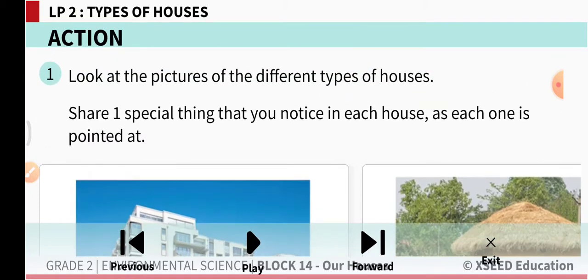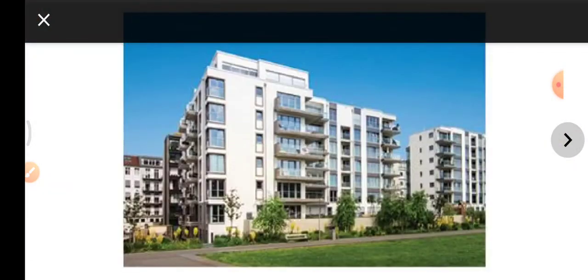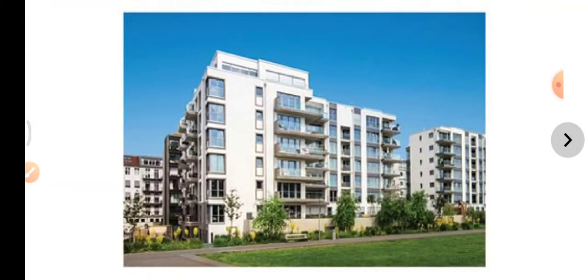Now, let us watch these pictures and discuss what we can see here. This is a multi-story building. In a limited space we can see there are many apartments in it. Many people can live in a multi-story building, right? So you can also see the ground there, right?